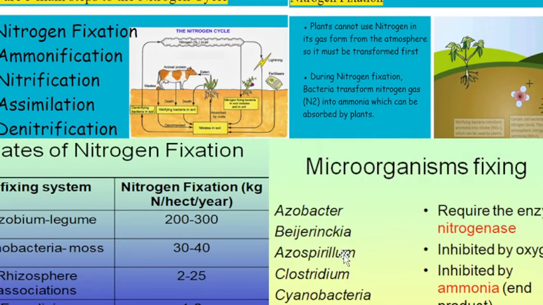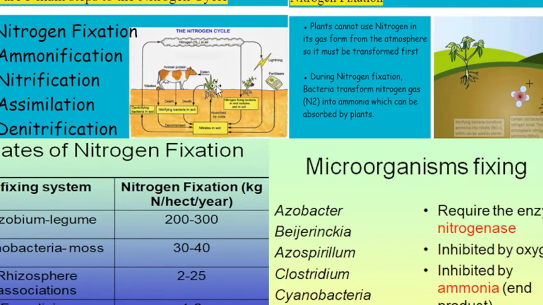There are 5 main steps in the nitrogen cycle. What are they? The first step is nitrogen fixation, second is ammonification, third is nitrification, then assimilation, and at last denitrification. What do we mean by that? See the picture of the nitrogen cycle to see how this happens. Plants are here, and in the atmosphere nitrogen is there.